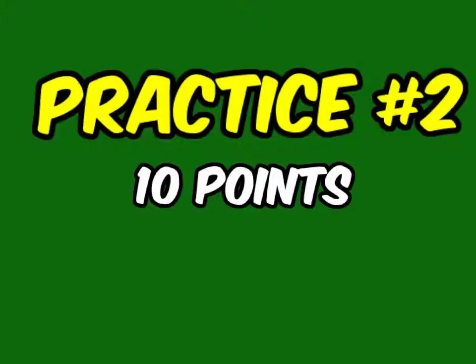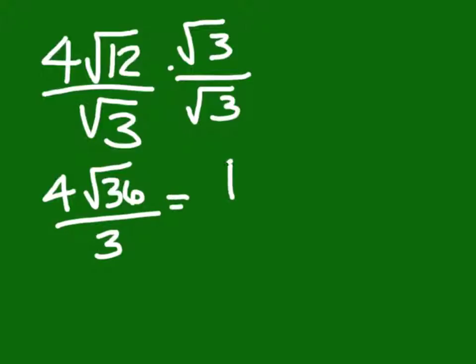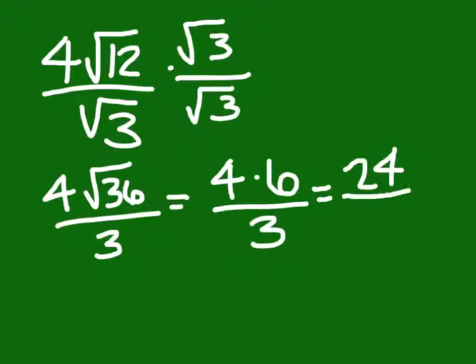Anybody else on the bonus? So we have 4 radical 12 over radical 3. So we first multiply by radical 3 over radical 3. So we end up with 4 radical 36 all over 3. That's equal to 4 times the square root of 36 is 6 over 3. That's 24 over 3, which is 8.